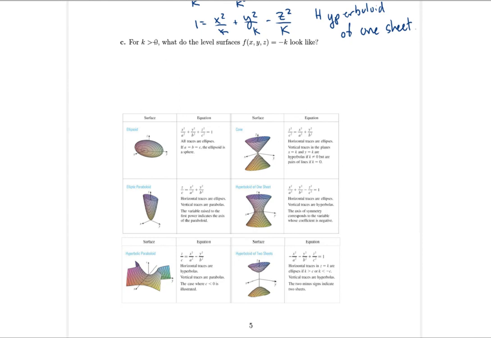Okay, and then finally, if the k is positive but we're looking at f equals negative k, then we get this. But then when we go to actually divide by the negative k, these signs flip, right? So it's negative x squared over k minus y squared over k plus z squared over k. And if you look down here, that's a hyperboloid of 2 sheets.